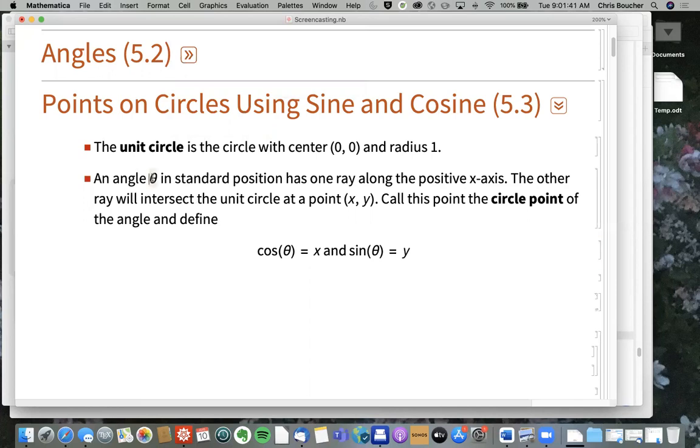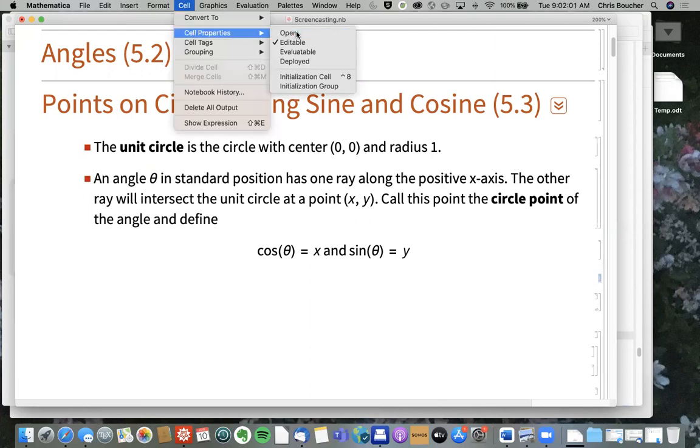Now remember, an angle doesn't just have to be like 30 degrees or 45 degrees. We can have an angle of like 6,000, and that just means we wrap around the circle many times. We can have angles that are negative. That just means we wrap around the circle in a negative direction, in a clockwise direction.